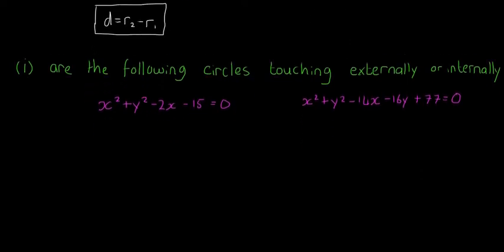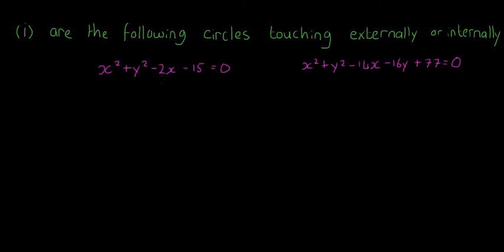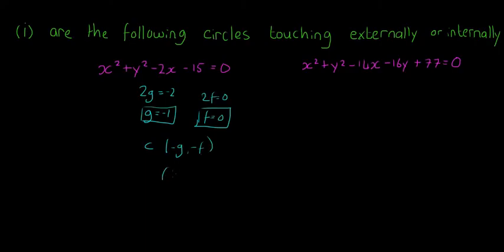So the first thing I'm going to do is find the center point of each circle. Remember, in this case, the number before the x is going to be 2g. So in this case, 2g is equal to minus 2. That means g is equal to minus 1. And in this case, 2f, there is no 2f, so it's going to be equal to 0, and that f is equal to 0. So the center point, I'll say c, is equal to minus g and minus f. In this case, it's going to be 1 and 0, because minus 1 will be plus 1. Okay, the center point for this circle here.